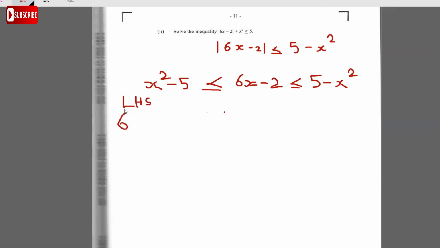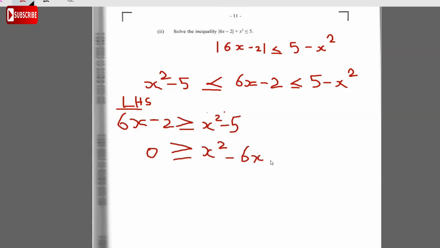Looking at the left-hand side of the inequality, I am solving 6x minus 2 is greater than or equal to x squared minus 5. So bringing over these terms, I'm getting 0 is greater than or equal to x squared minus 6x. Adding 2 to both sides, I get minus 3. Can I factorize this? Let me see. 6 squared minus 4 times 1 times minus 3.